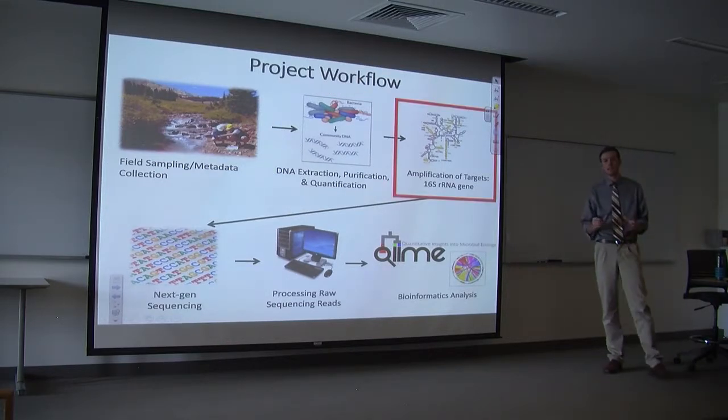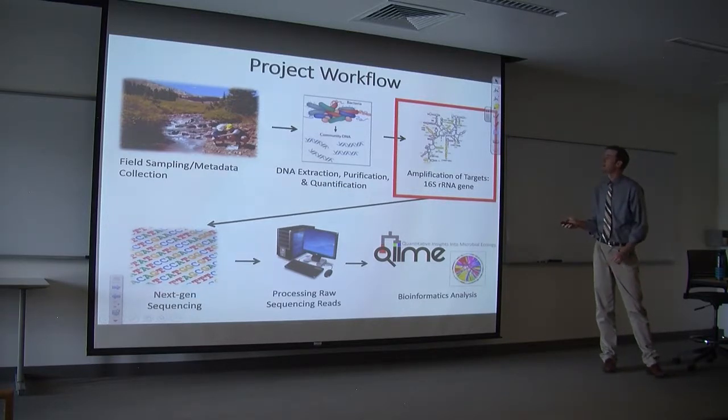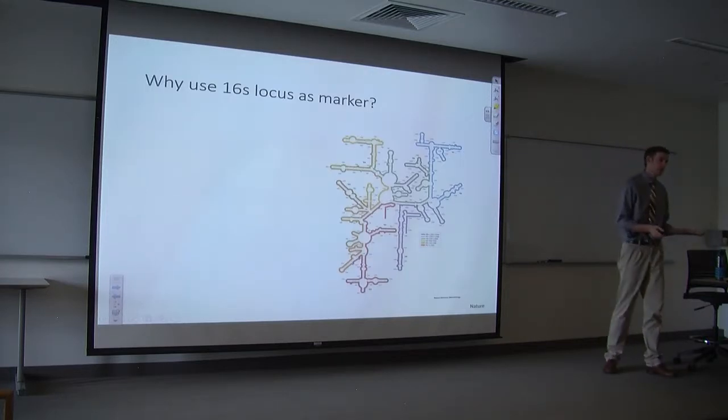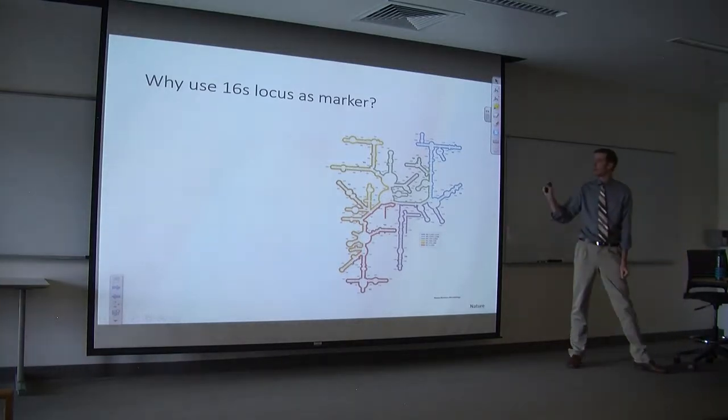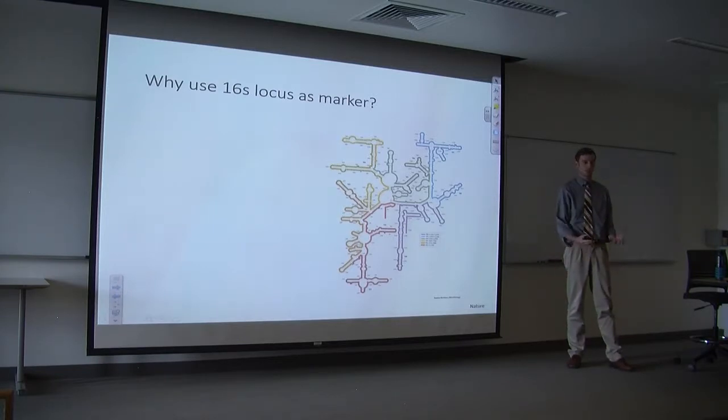Once we had collected our DNA, we had to amplify a certain region of the genome for later analyses. And to do that, we use a process called PCR. A PCR process basically allows you to make many, many copies of a certain region in a genome. And the region that we copied is actually the 16S locus.